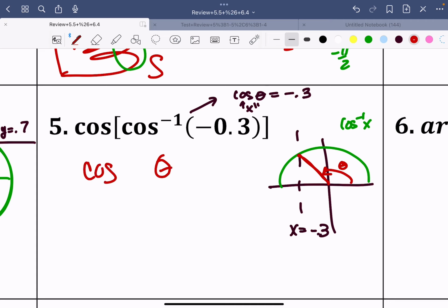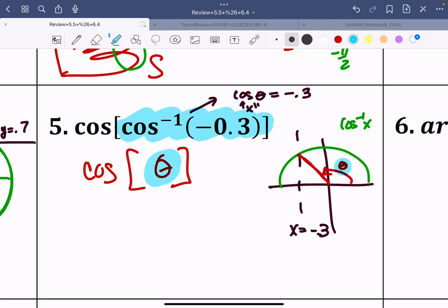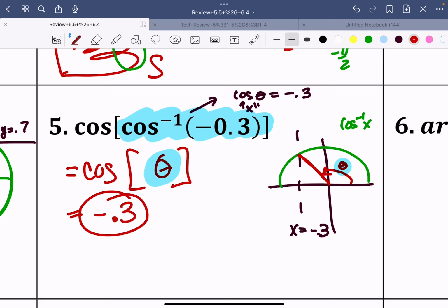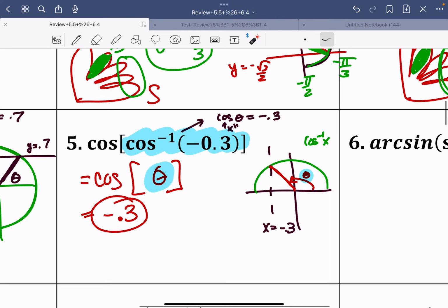So then I'm going to take the cosine of that mystery angle theta. So I did all this work to find theta. Now I take the cosine of theta, and what is my cosine? Well, it's negative 0.3 because they undo each other nicely. So as long as you stay in the restricted area, cosine and sine and their inverses will all undo each other nicely.